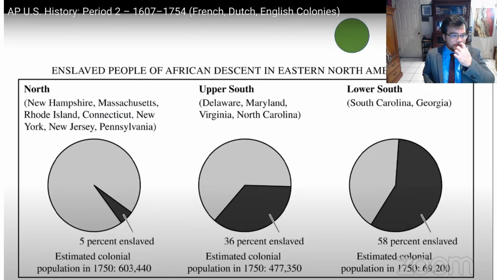Next document. Enslaved people of African descent in Eastern North America. Okay, so here we have the 13 colonies, the different groups, right? The North and the Southern colonies. You could even say the North includes the Middle colonies. Upper South, that'd be kind of like the Chesapeake colonies. Lower South, those are the Southern colonies, right? So, oh, interesting. Are any of them completely one color? No. That means there's slavery in all of them.